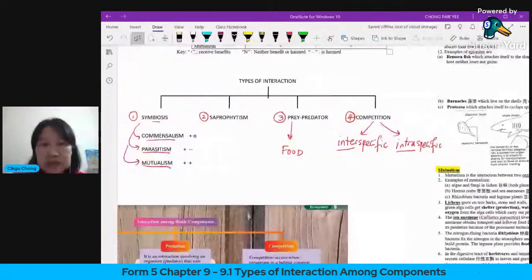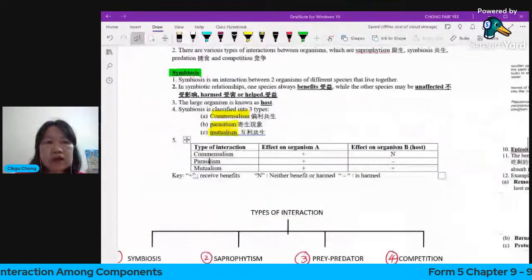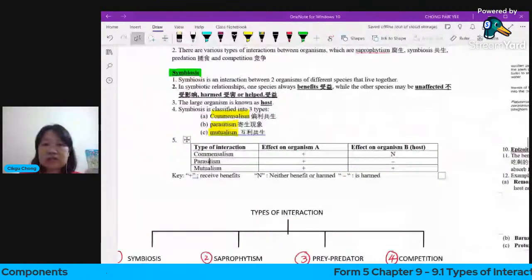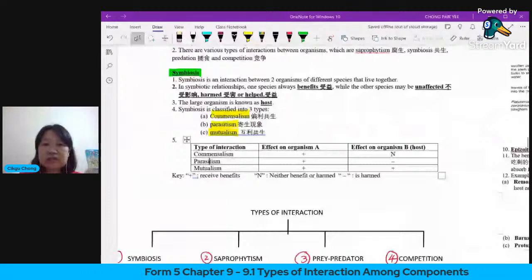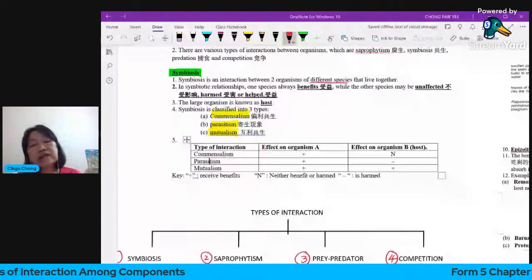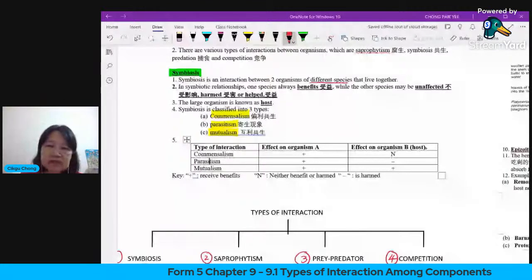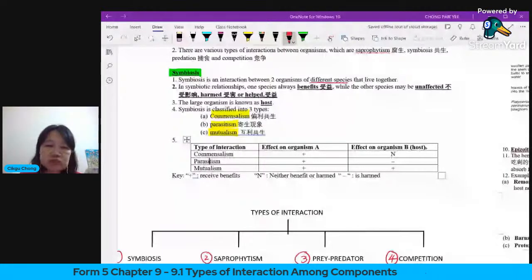Now let's look at symbiosis. Symbiosis is interaction between 2 organisms of different species. We talk about different species, definitely, and they live together. So it has to be of different species. They live together, so one will get a benefit, and the other one may be unaffected, or maybe harmed, or maybe helped. So you can see the positive and the negative, and N is neutral, 0, and mutualism is both positive.